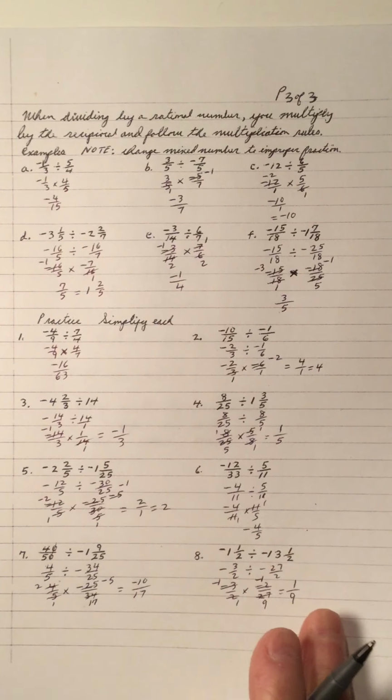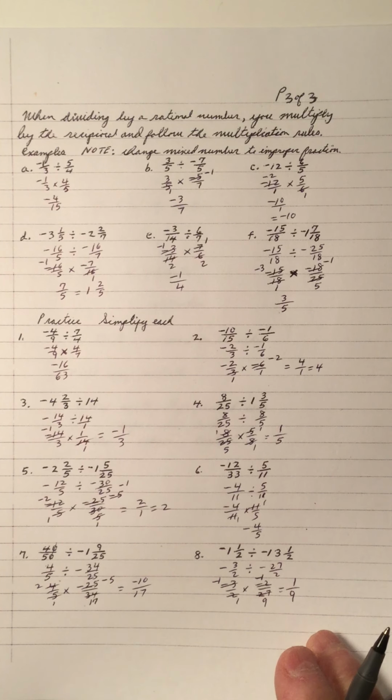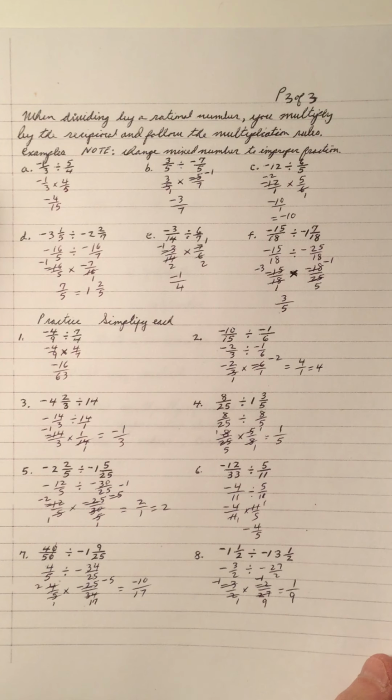So again, change your mixed numerals to improper fractions when you're dealing with fractions. And when you're dividing, you multiply by the reciprocal. And then you have multiplication. You should cancel anywhere from top to bottom when you're multiplying fractions.